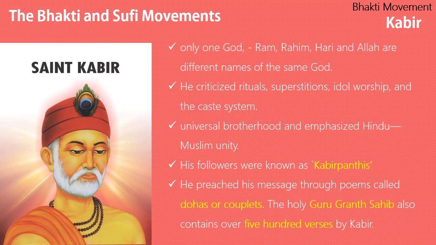Kabir preached that there is only one God and Ram, Rahim, Hari and Allah are different names of the same God. He criticized rituals, superstitions, idol worship and the caste system. He preached the message of universal brotherhood and emphasized Hindu-Muslim unity. His followers were known as Kabir Panthis. He preached his message through poems called dohas or couplets. The holy Guru Granth Sahib also contains over 500 verses by Kabir.